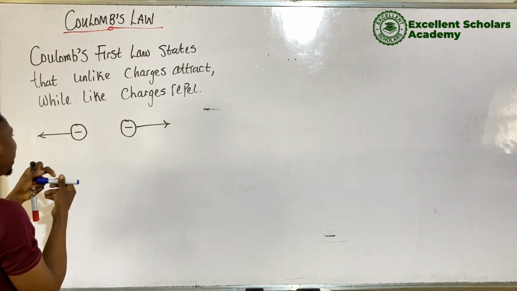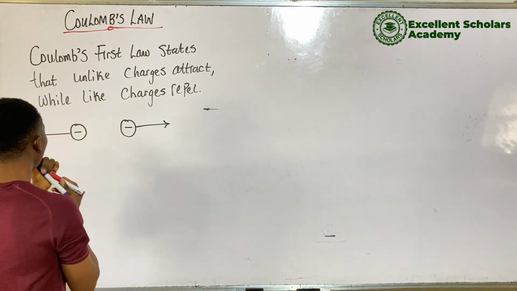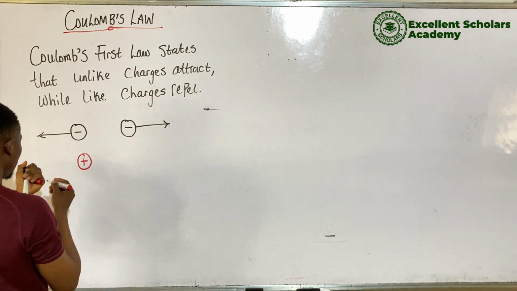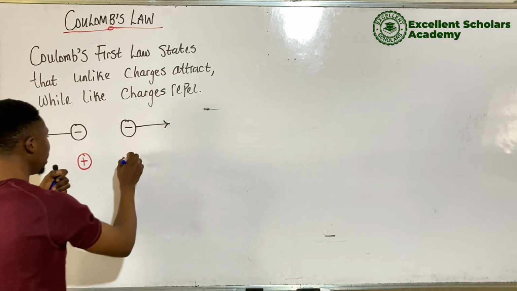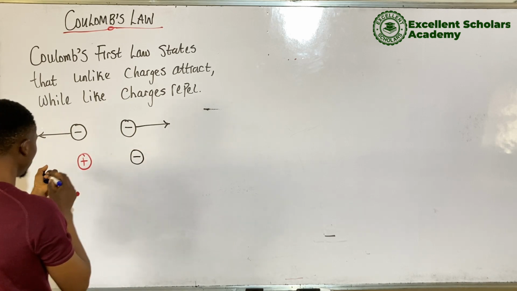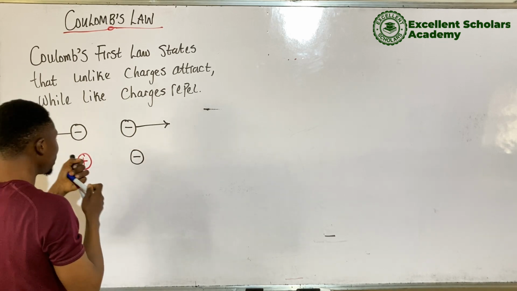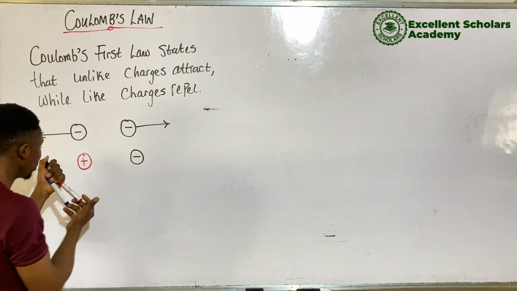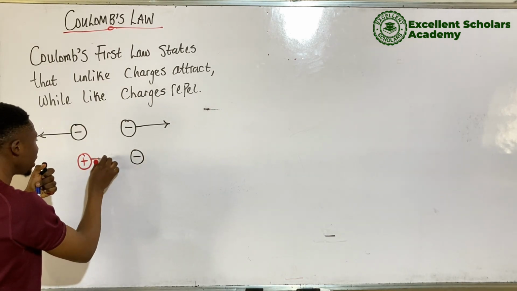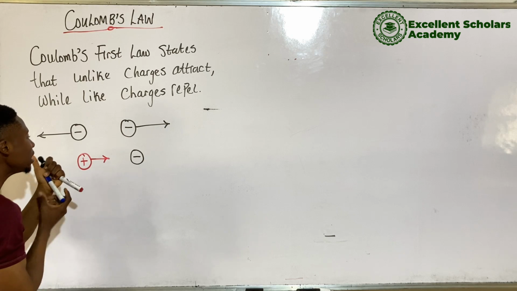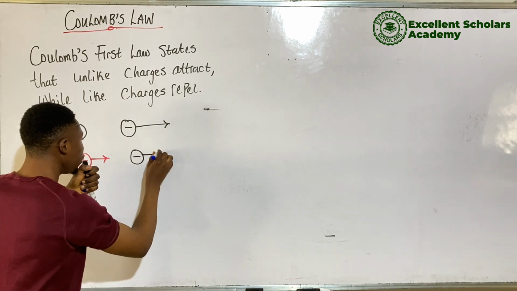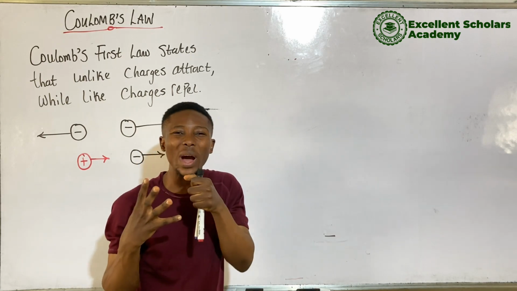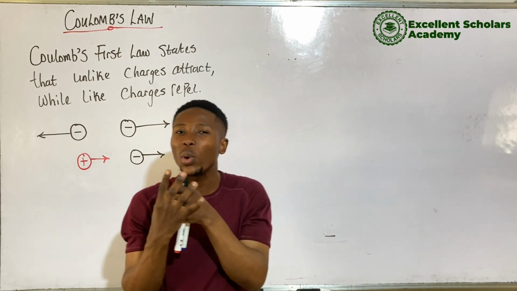But if we have a positive charge here, and a negative charge here, you would notice that they are going to attract each other. So this positive charge is going to move in this direction, and this negative charge is also going to move in this direction. They are going to move in the same direction because they are going to attract each other, because they are unlike charges.